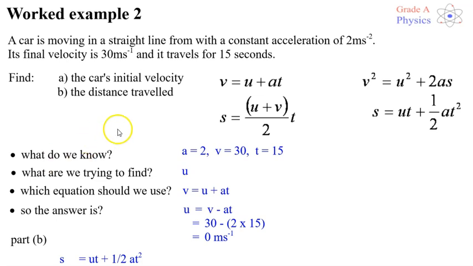So we have a car moving in a straight line, that's nice, constant acceleration of 2 meters per second squared.